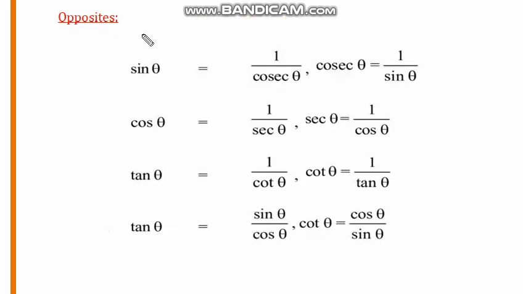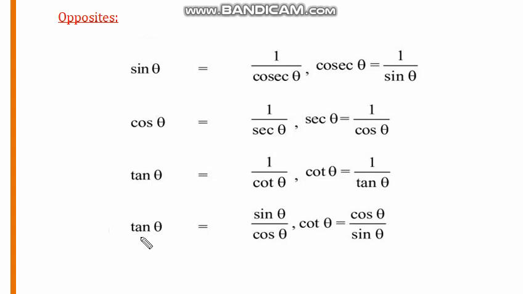Students, let's discuss the inverses of trigonometric ratios. Sin theta equals 1 by cosecant theta, and cosecant theta is 1 by sin theta. So sin and cosecant are inverses. Cos theta equals 1 by secant theta, and secant is 1 by cos. So secant is the inverse of cos, and cos is the inverse of secant. Tan theta is 1 by cot theta, and cot theta equals 1 by tan theta. Cot is the inverse of tan theta.